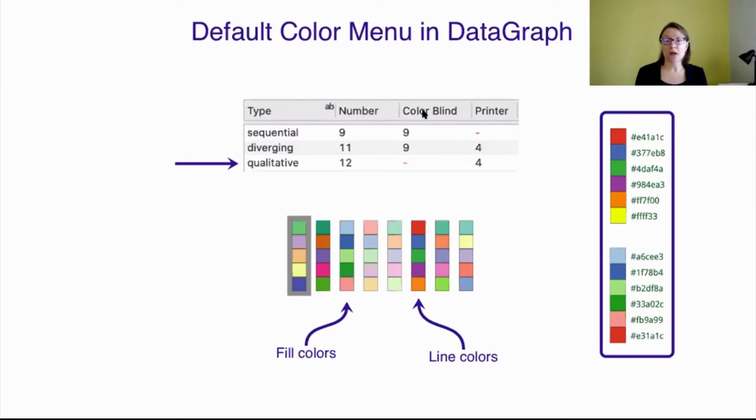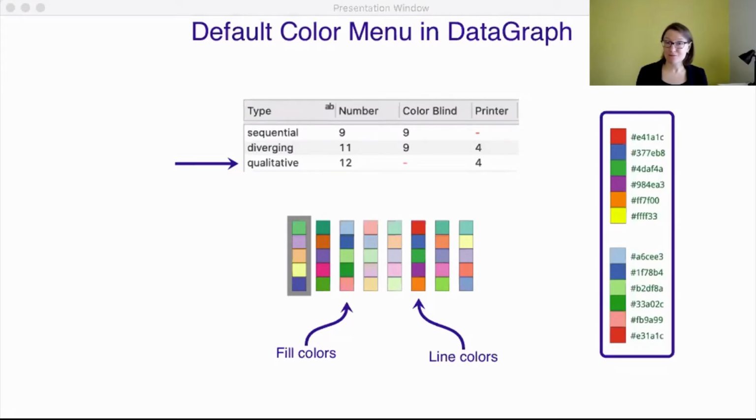Notice that in terms of being colorblind friendly and being printer friendly, it varies depending on the color scheme, whether it is or it isn't. So the qualitative color schemes actually are not good if you're concerned about representing color blindness. So that's something certainly to keep in mind in terms of the menu that we have. But if you look here and you're familiar with DataGraph and you're familiar with the built-in color menu, then these colors should look very familiar to you.